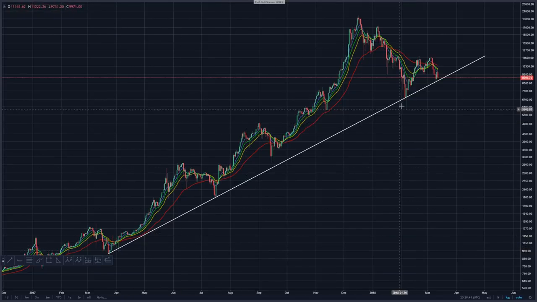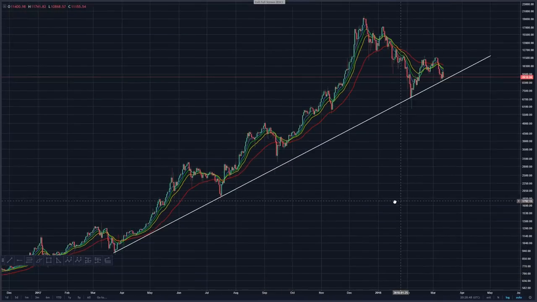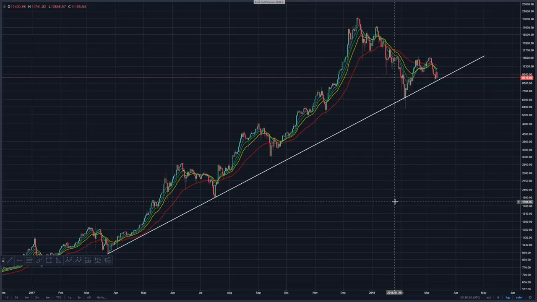We have multiple points of contact on this support line ever since March or April of 2017. We do not want to see the price get beneath this point. If it does, we have big issues.